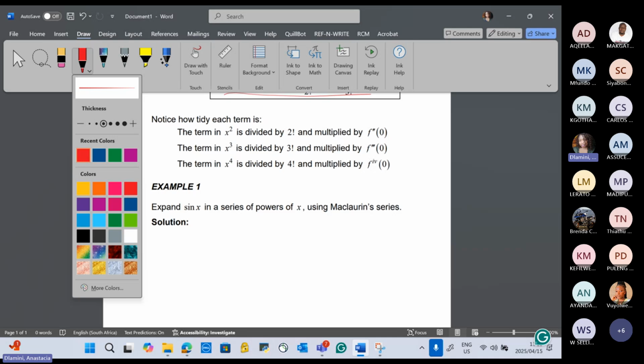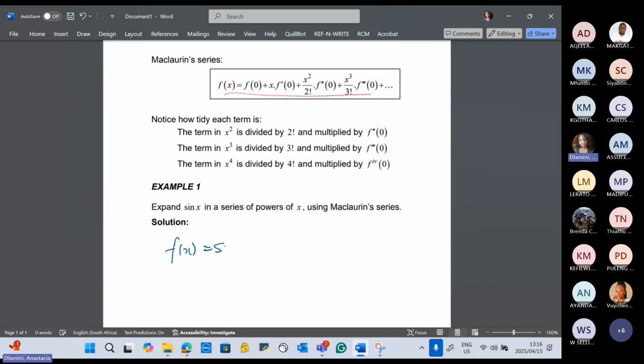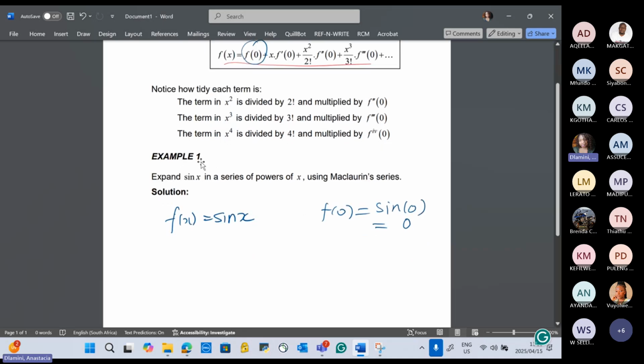So we have f of x is equal to sine of x. Now, according to the Maclaurin series, you evaluate at 0, f of 0. We know sine of 0 is what, guys? 0. My first years know these things without calculators. Then f prime of x, what is the derivative of sine? Cos x. Then we have f prime of 0 is equal to cos of 0, which is equal to 1.